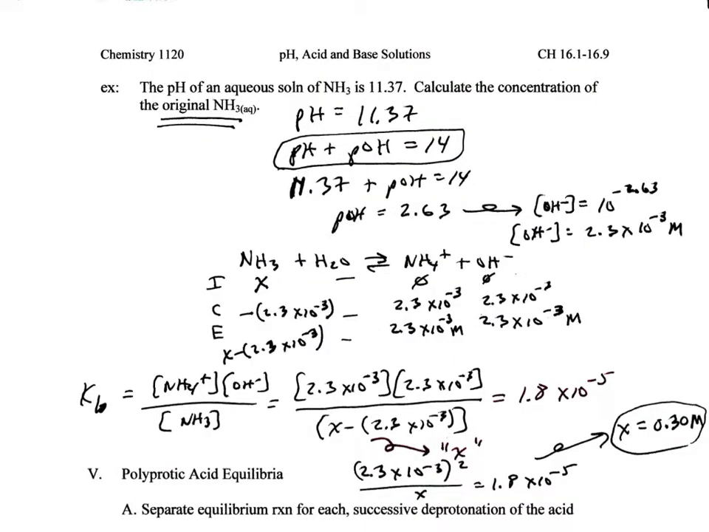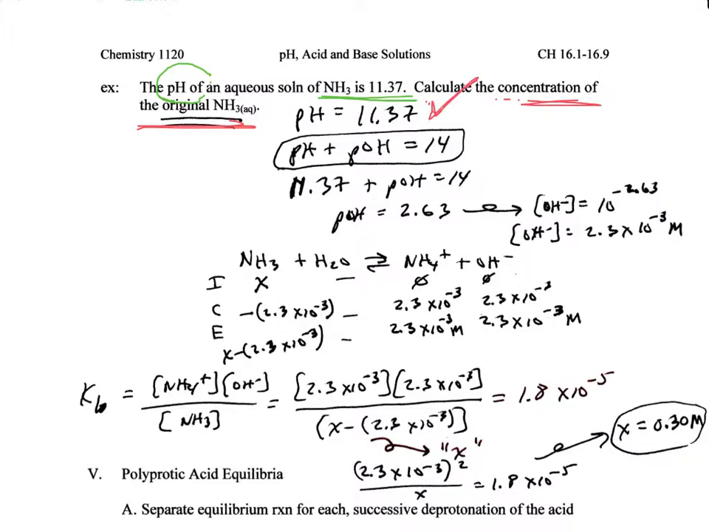So why don't we look at a scenario just like this? This time they're going to give us the pH of an aqueous solution of ammonia is 11.37. We're going to be asked then to calculate the concentration of the original NH3. Just an added twist on this, but incorporating some of these pH formulas in there now. All right, so they told us that the pH is 11.37.